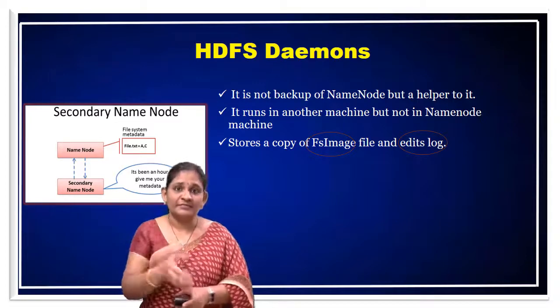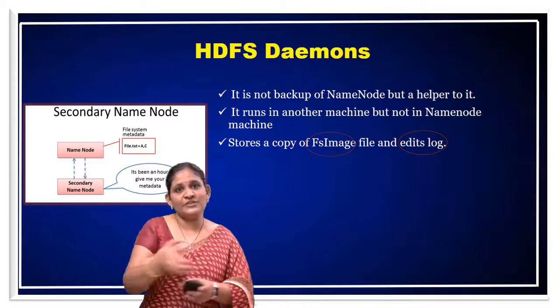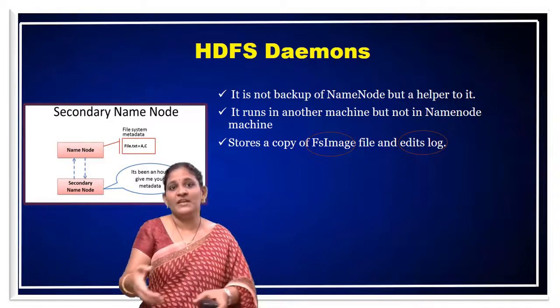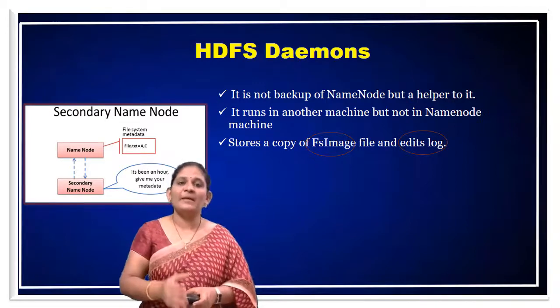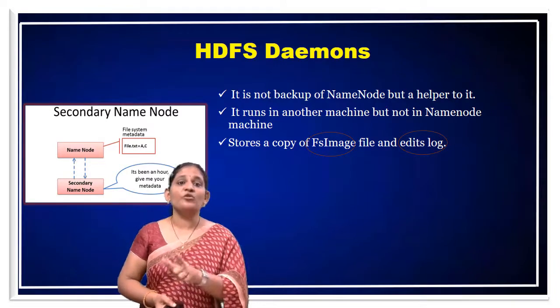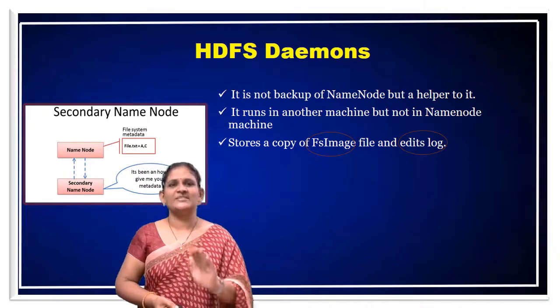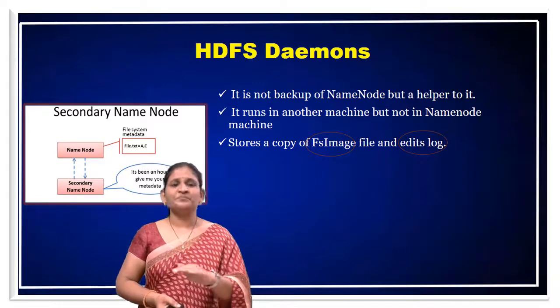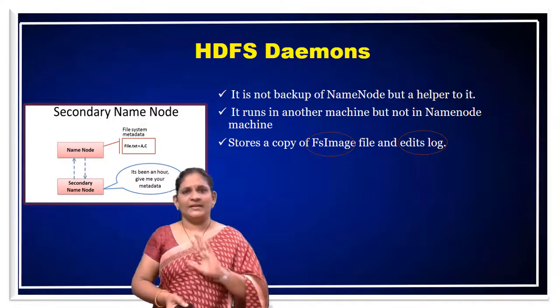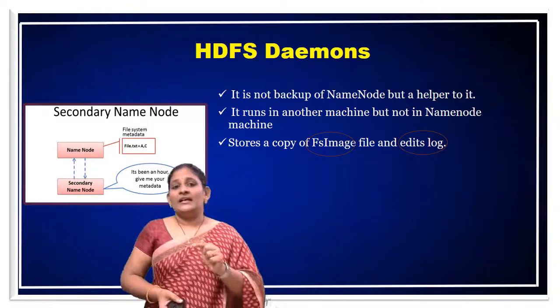This movement, the copying of data from the log file to the fs image file, will be done by the secondary name node. The name node won't do this task. The name node just monitors all the slave nodes and it stores the metadata. That's all. Okay.